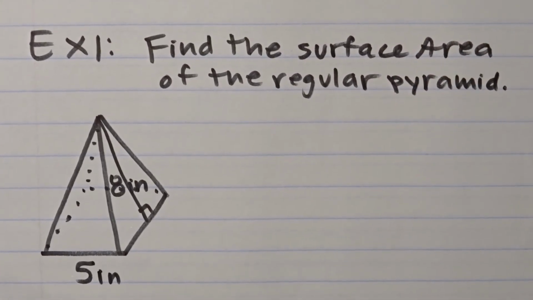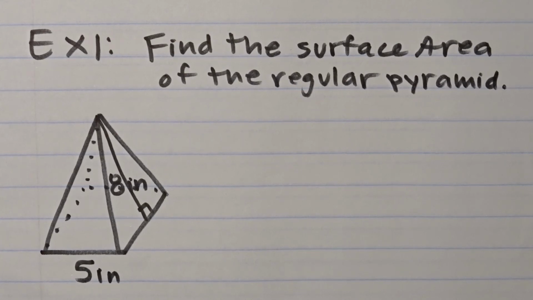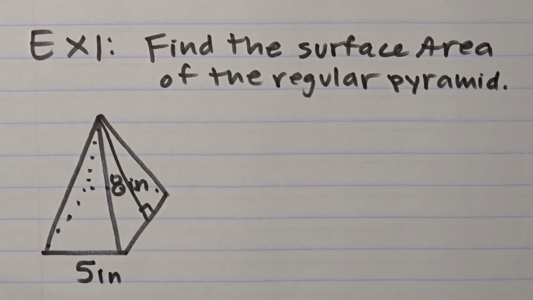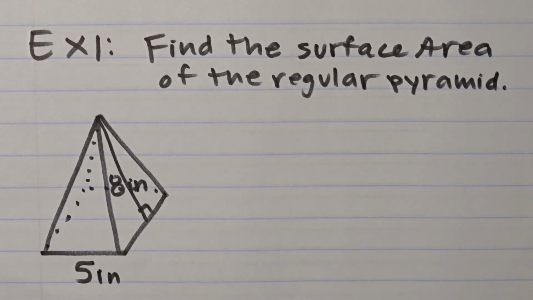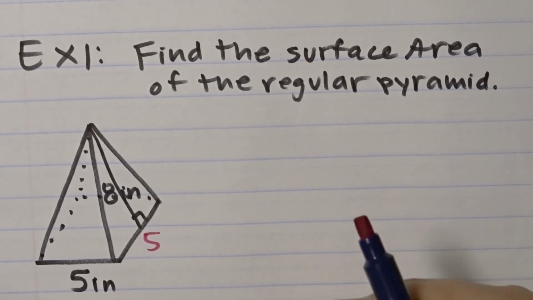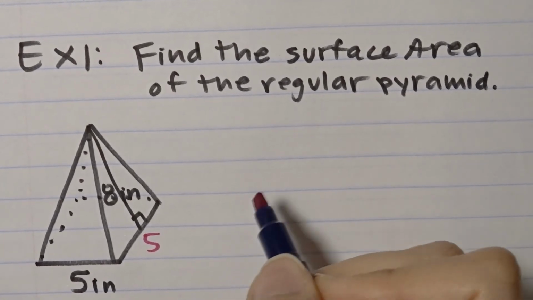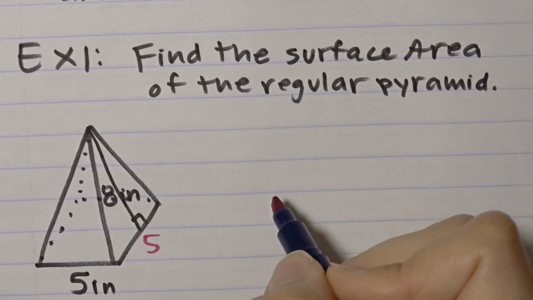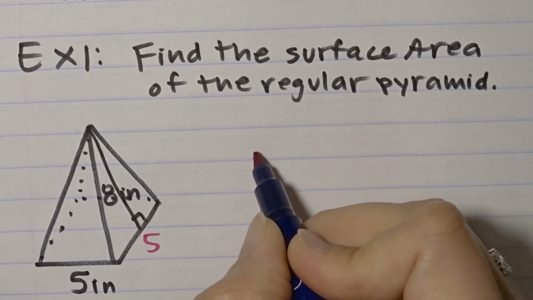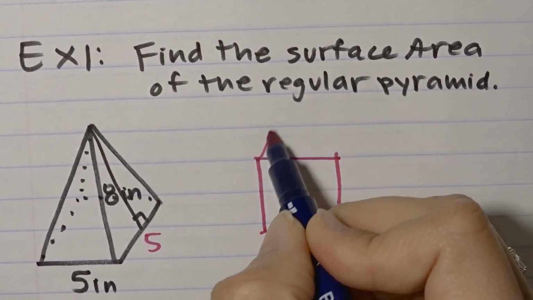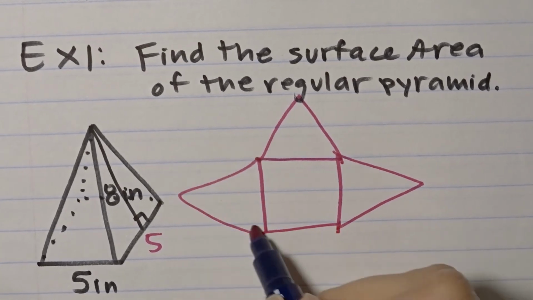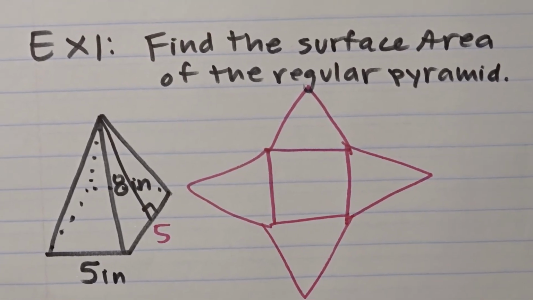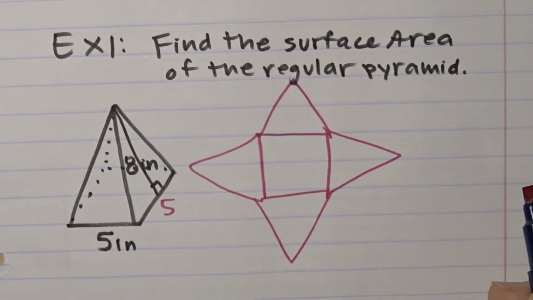Now, why is it important for them to tell me it's a regular pyramid? Because they didn't give me a length and a width. They only gave me one dimension, which was 5. But because I know that a regular figure means all sides are the same, then I can also conclude that the other side is going to be 5. So if I were to draw this out, some of you need to see this visually. It would look like this. I got my 4 triangles on each side and my square in the middle. It's kind of sloppy, but it'll do.